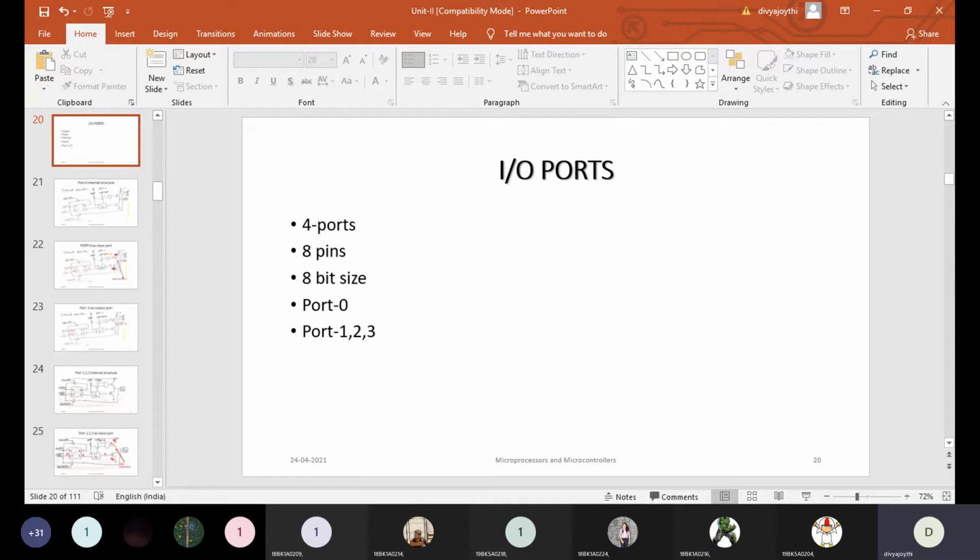And before moving on to the exact topic, that is the discussion of port 0 and the remaining ports: port 0, port 1, port 2 or port 3, all of them have 8 pins in each port, and each and every pin has an internal structure. So in today's class we are going to discuss that particular internal structure.